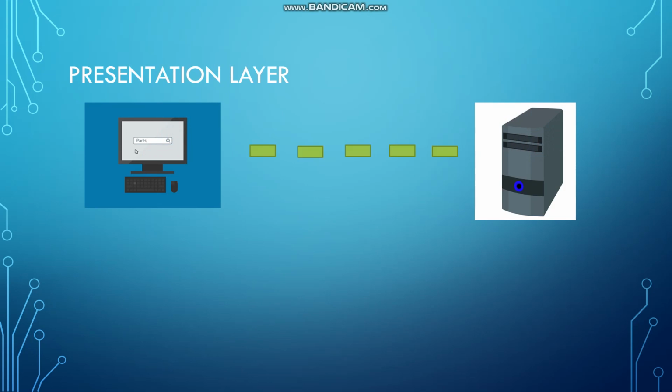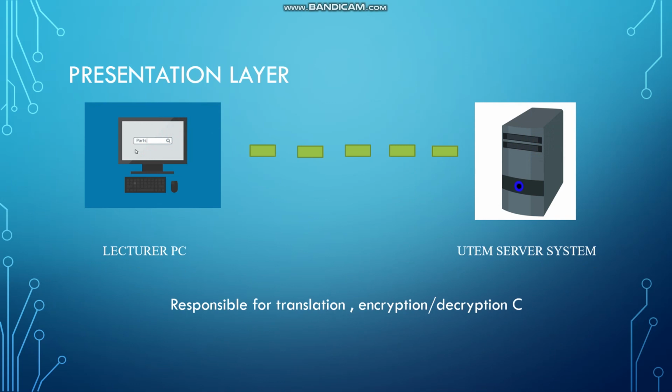Next is the presentation layer. This layer is responsible for syntax and semantics of the information exchange between two systems, including translating, encrypting, and compressing data. In this layer, it establishes the connection between the UTM's PC and the UTM server system. The running program is changed to a bit stream before being transmitted to make sure the receiver understands the data.